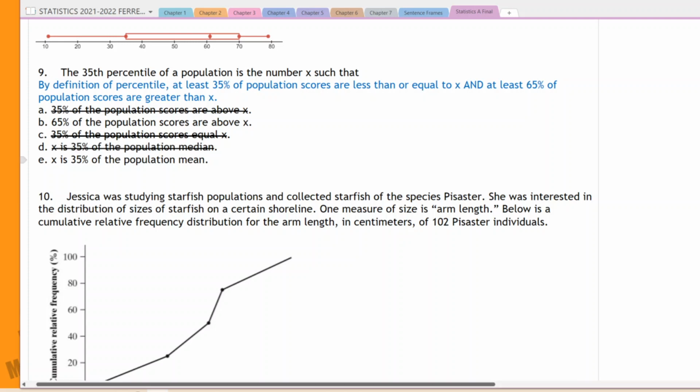And for pretty much the exact same reason, letter E is wrong. 35% of the population mean is not necessarily going to be the 35th percentile. So it looks like the only answer here which is viable would be this letter B, even though I have some issues with this. 65% of the population scores are above x. It really should be 65% or more are above x.